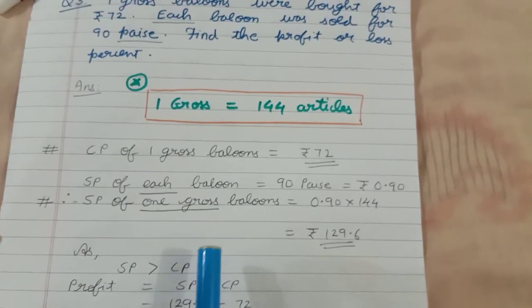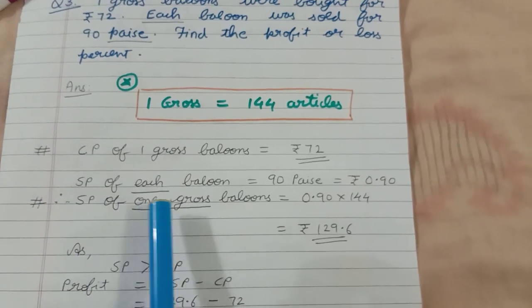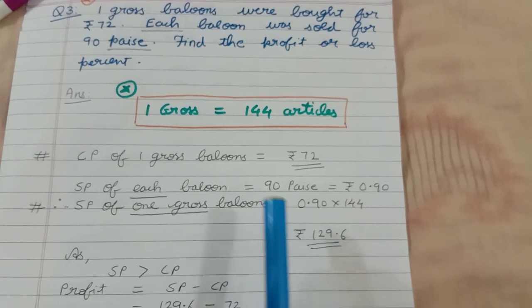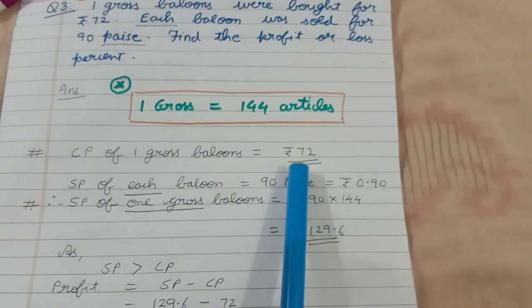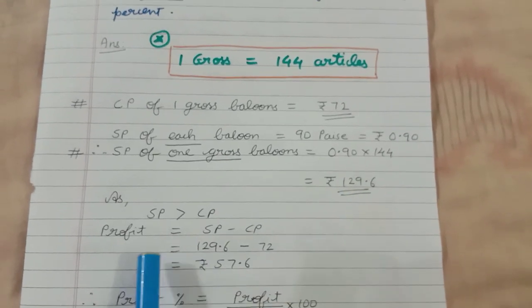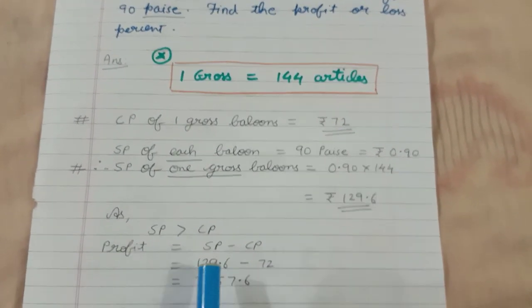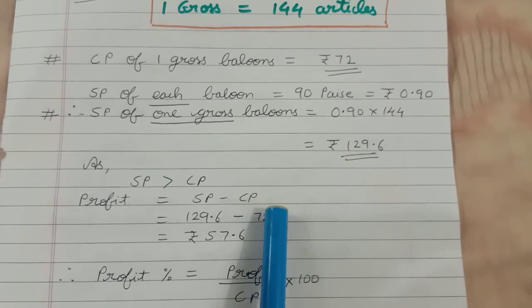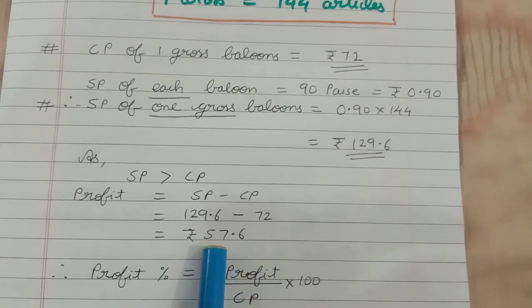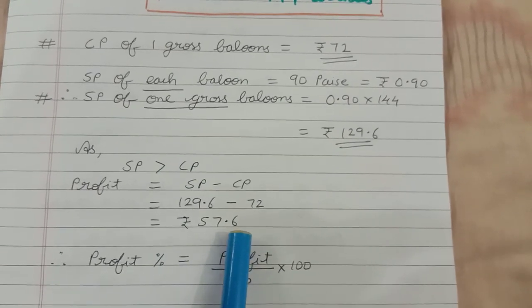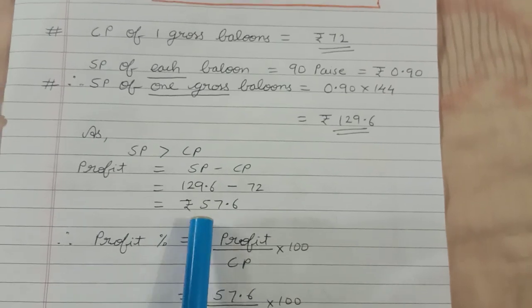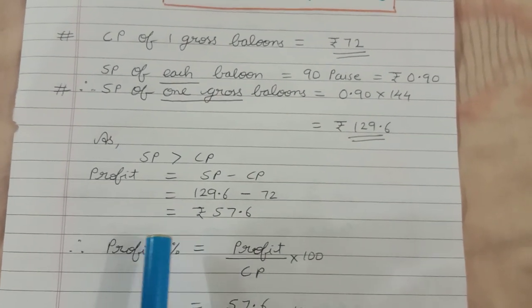Again, just focus over here. Selling price for 1 gross is 129.6 rupees and cost price is rupees 72. Cost price is less, selling price is more. So profit on these balloons is selling price minus cost price. 129.6 minus 72, that is 57.6 rupees. This is profit. Now move ahead.